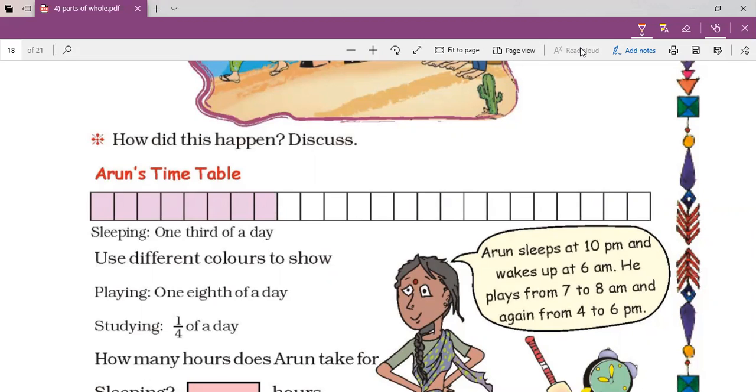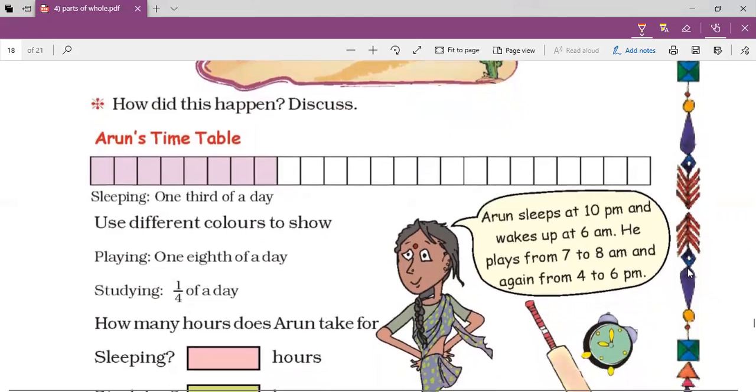A timetable in the sense of a daily routine: how much time he sleeps, how much time he plays, how much time he studies in a day. That is what we'll see in this timetable. So let's see what his mother is saying. She is saying: Arun sleeps at 10 a.m. Sorry, he sleeps at 10 p.m. 10 p.m. means at what time?